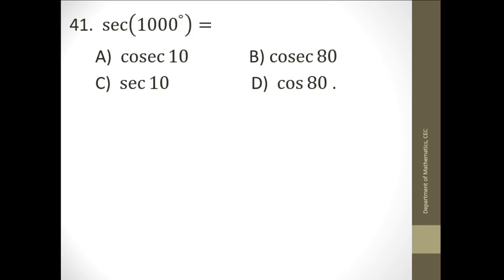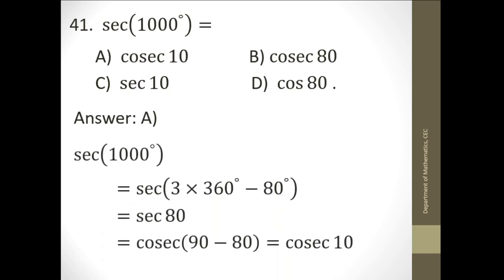To find secant 1000 degree. Now, first find the multiple of 360 nearest to 1000. That means 360, 360, 360, 3 times 360, and then plus or minus. So 3 times 360, that is 1080, minus 80 is 1000. So you can remove this. It becomes secant of minus 80.